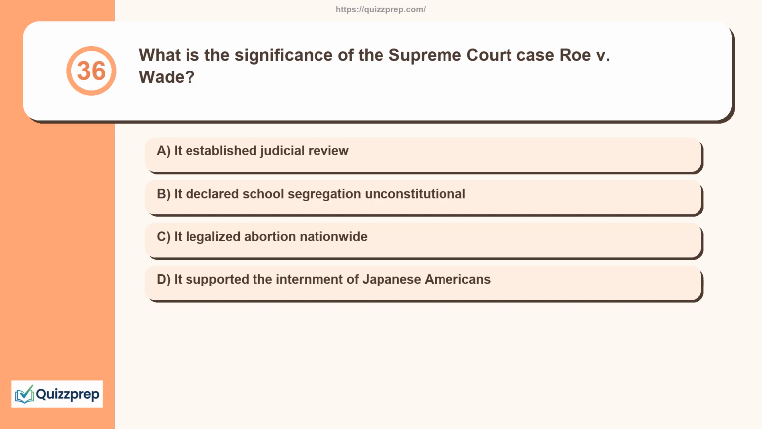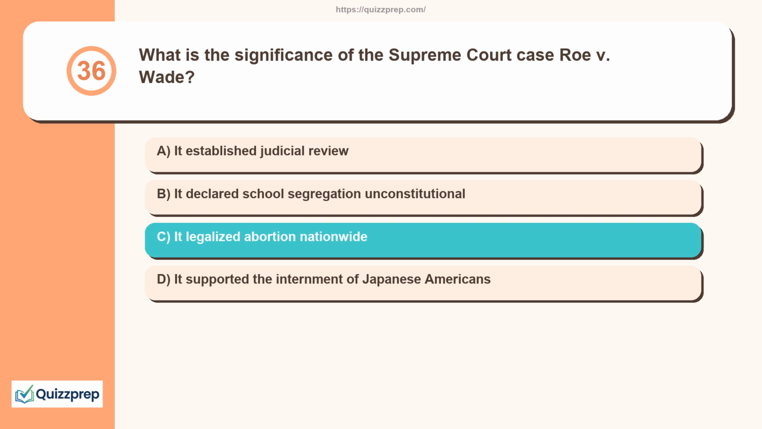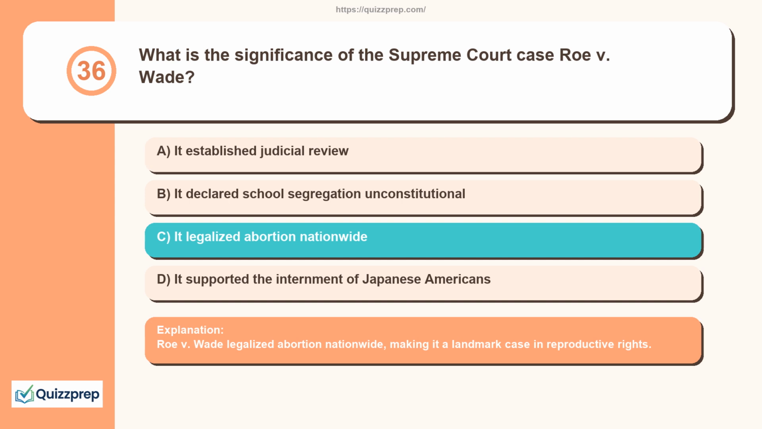Question 36. What is the significance of the Supreme Court case Roe v. Wade? It established judicial review. It declared school segregation unconstitutional. It legalized abortion nationwide. It supported the internment of Japanese Americans. Roe v. Wade legalized abortion nationwide, making it a landmark case in reproductive rights.